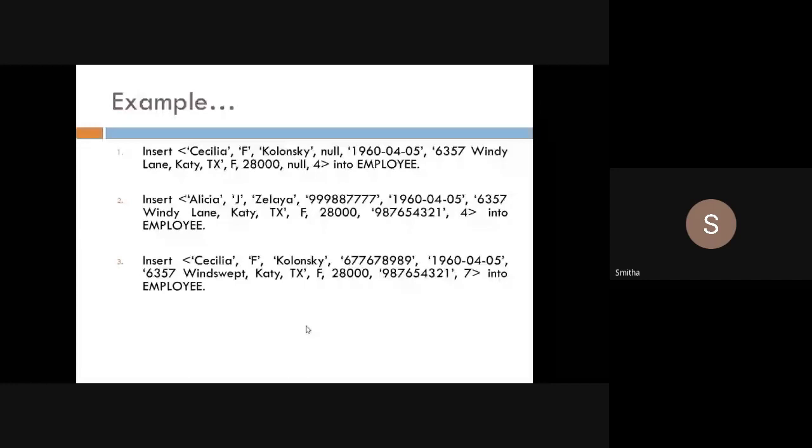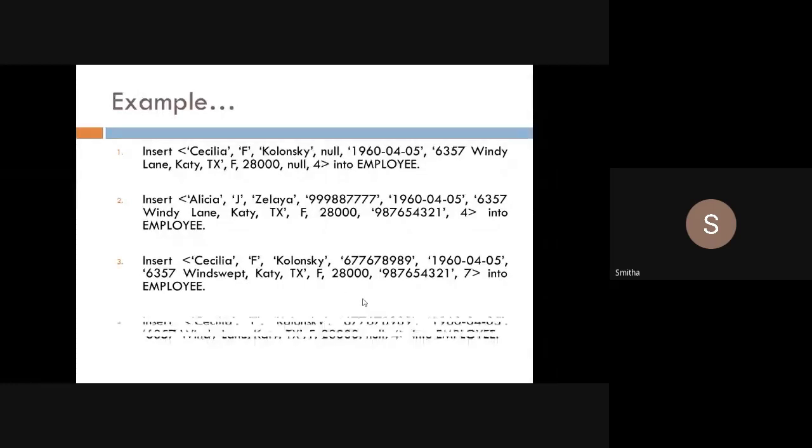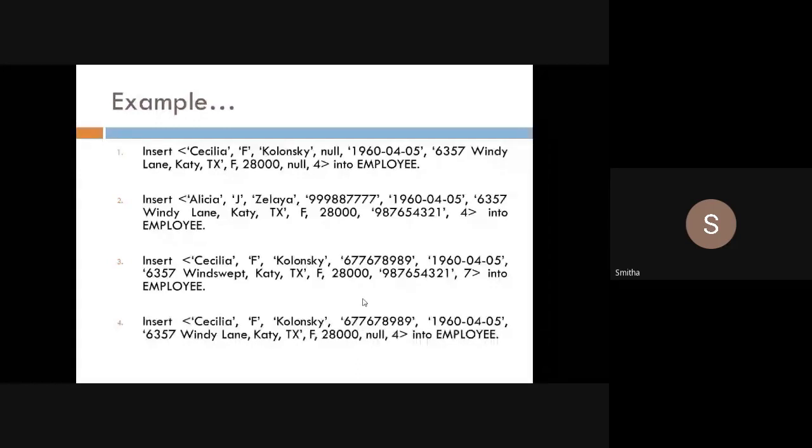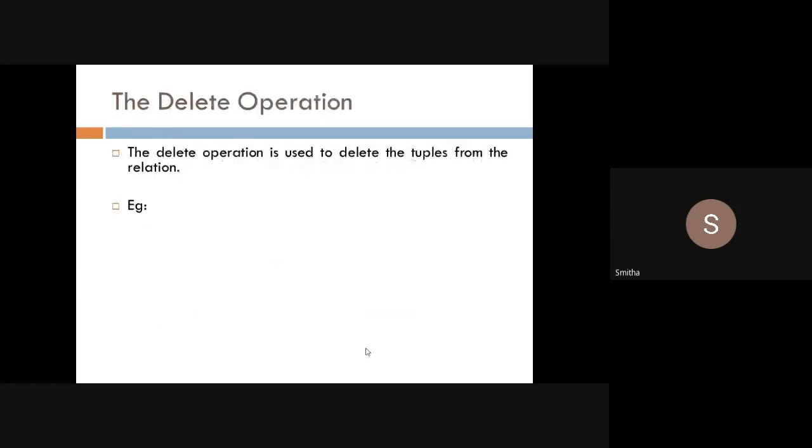Okay. You see the format, students. That's it. And here one more. So what is the difference here? In the third example we have given all the values. In the second also all the values we have given. Then in the fourth, for the last but one attribute, we have given null. That's it. Okay.